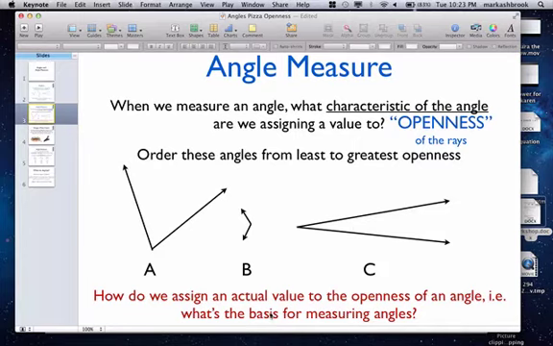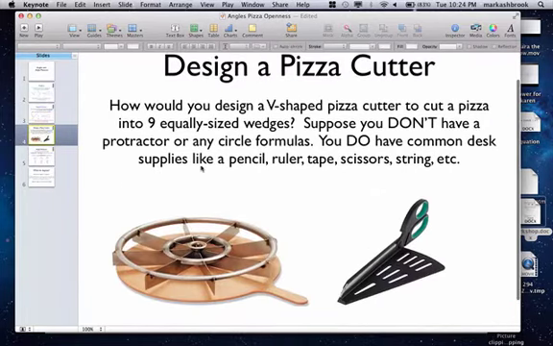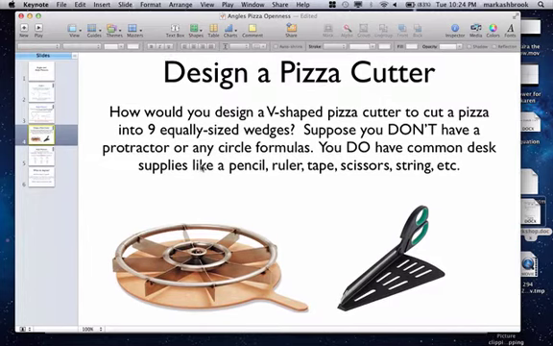Then we asked the question, how do we assign an actual value to the openness of an angle? Or in other words, what's the basis for measuring angles? And that took us to our pizza cutter activity, where you very successfully figured out that an angle is determined numerically by the portion of the circumference that the angle's rays subtend if the angle's vertex is placed at the center of the circle.